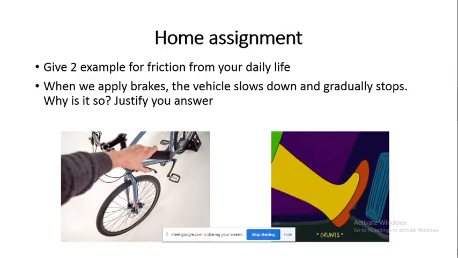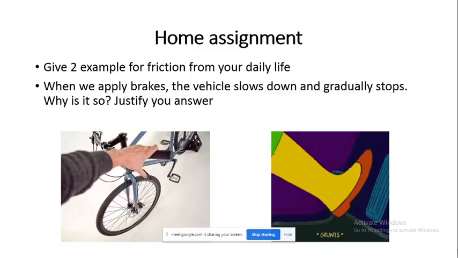Why is the vehicle stopping? Suppose you are riding a bicycle and you apply force because you saw a cat crossing the road, and you don't want to overrun it, so you applied force and your bicycle is stopping. How is the bicycle stopping? When you applied the brake, what happened?